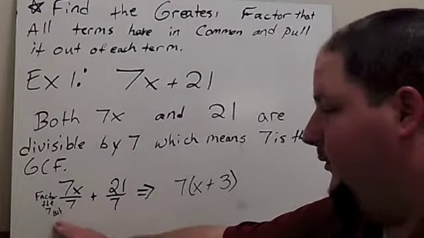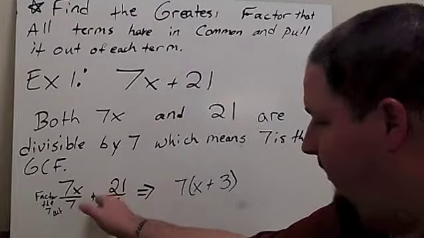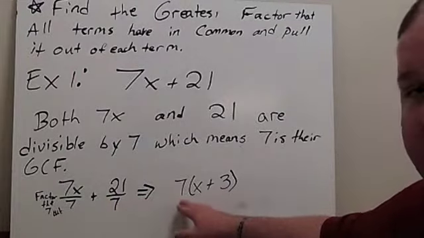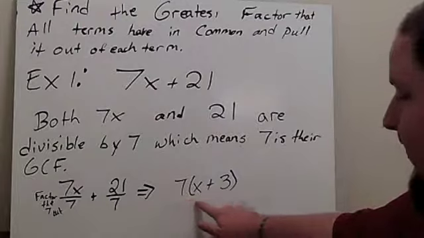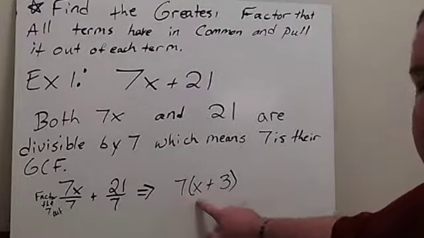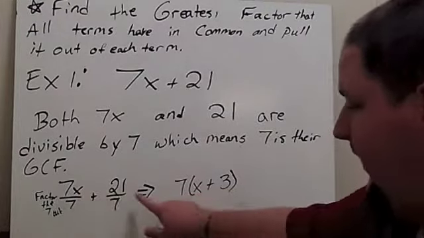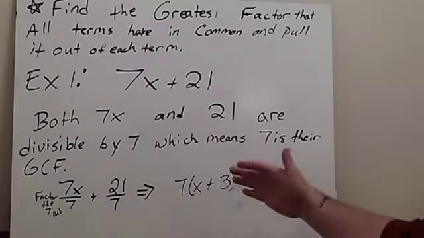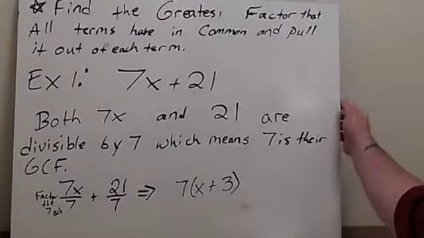So I've set it up with the factoring out the 7. I've written 7x over 7 and 21 over 7. But because, again, there's no equal sign, I have to leave the 7 in my final answer. So I have 7 times the quantity x plus 3. If I wanted to distribute this back, I could take 7 times x, and I would get 7x, and 7 times 3, and I would get 21. We don't want to distribute that back out, but if we did, we would end up with our original problem.